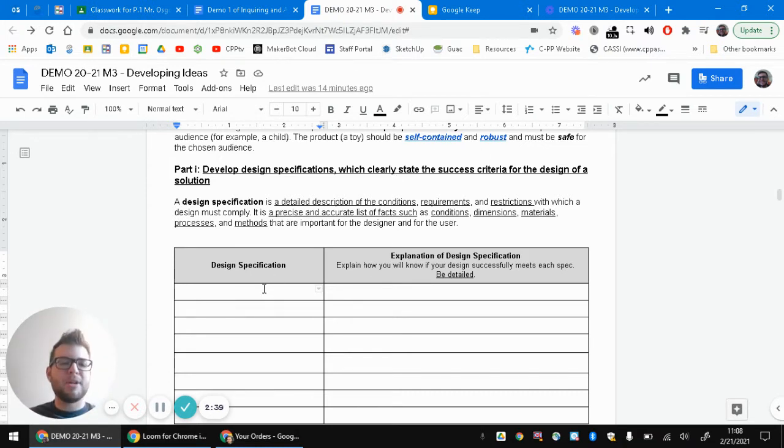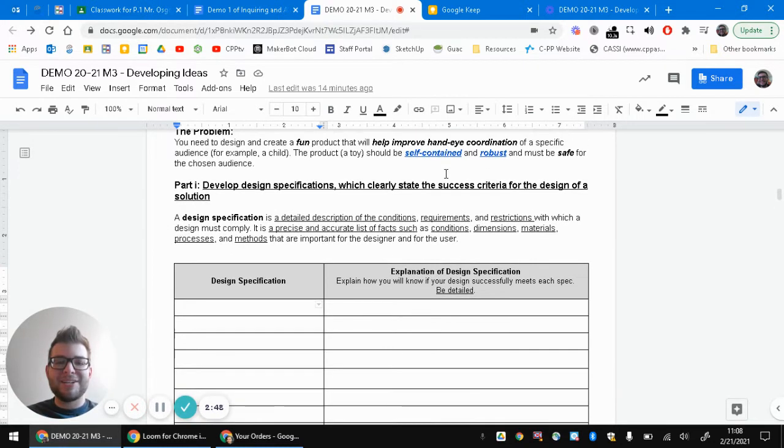So I'm going to keep throwing this word around, but I think what's going to help you is seeing me do some examples here. Some of the best design specs are actually listed right here up in the problem. A specification is something specific. Like I said, a detailed description, conditions, requirements, restrictions, a precise list of conditions, dimensions, materials. So what are the specifics, the design specifications of the design? What are the specific things you want to address with your design?